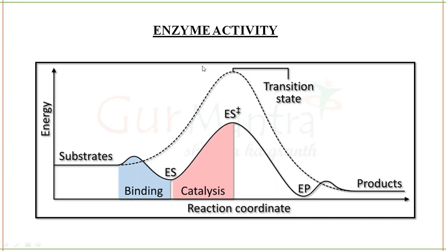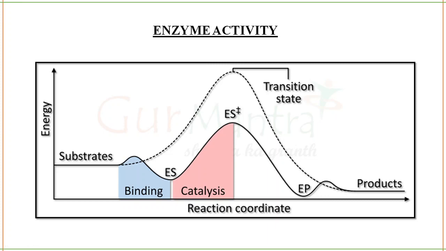But this region of elevation is called the activation energy, which means it is a barrier, right? It's a very big barrier. Activation energy is the amount of energy that is required by the substrate to get converted into the transition state complex and then product. This is the energy barrier. This barrier has to be crossed by the substrate, which is very difficult and it requires a lot of energy.